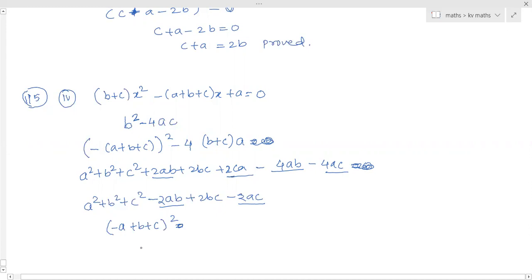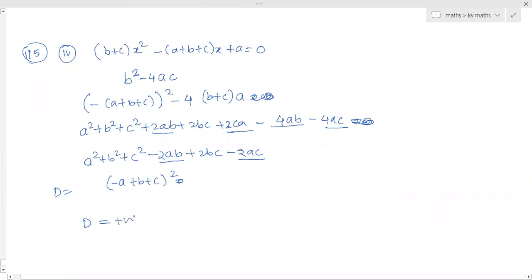Now this is the square of this term. So this is the value of D, which is the square of this. So it is a square term. So any square term is positive or negative? Positive. So D is positive. That means D is greater than 0. Real and distinct. Yeah, real and distinct. Clear? Yes, ma'am. Thank you, ma'am. Okay.